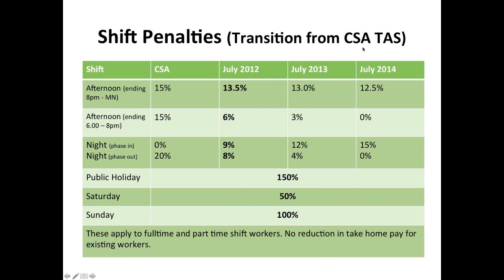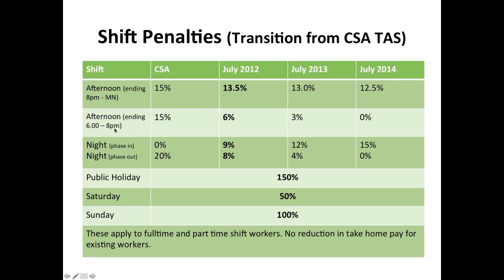So in moving from your old Tasmanian award, you can see the old awards had a loading of afternoon 15% and a night shift of 20%. The modern award, however, only provides for a 12.5% afternoon shift and a 15% night shift. So the way we need to move from that 15% down to the 12.5%, it's a proportional phased amount. So from July last year, we stopped applying that 15%. And we moved down to a 13.5%.